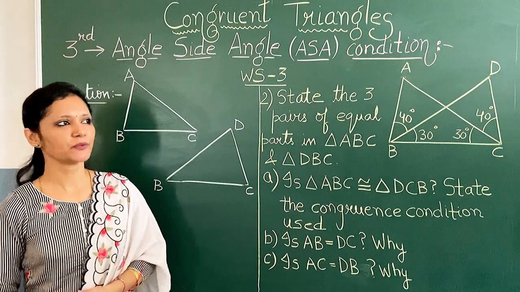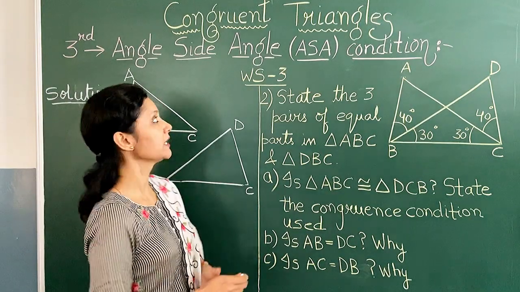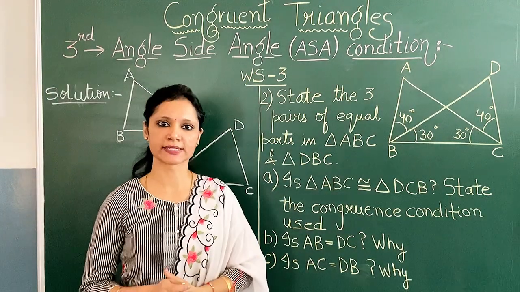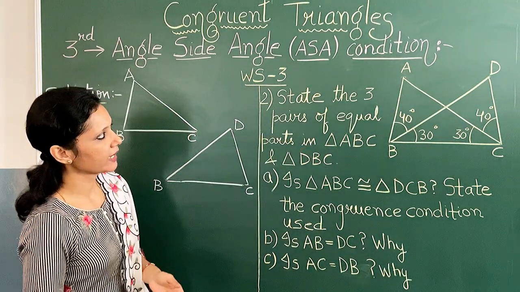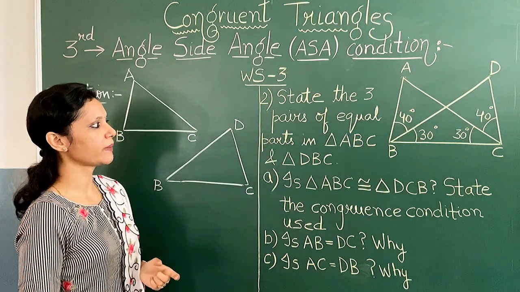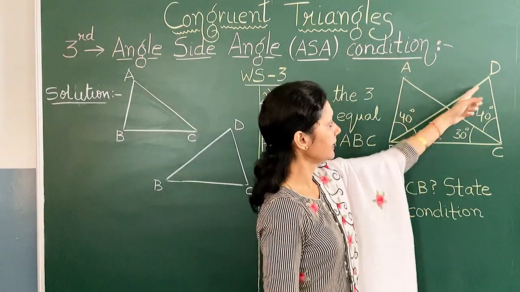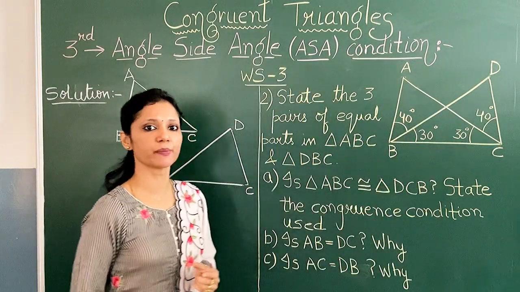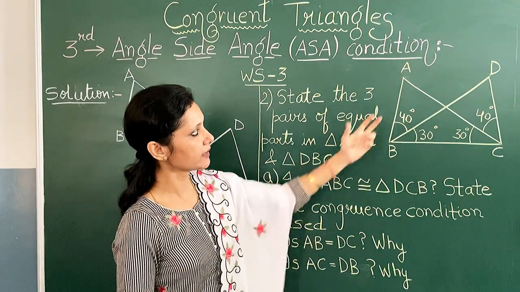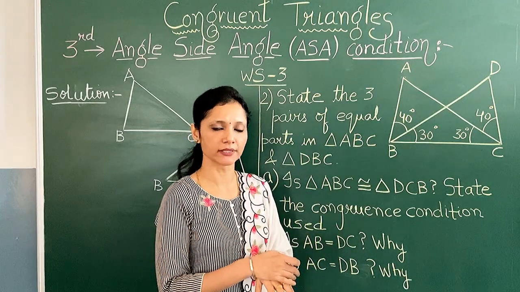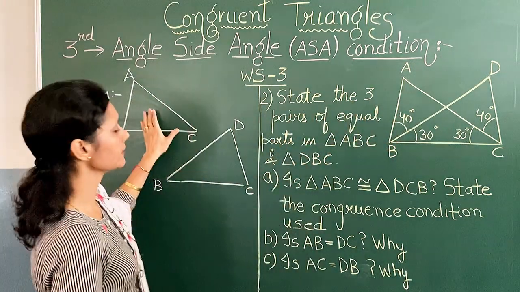So today we'll start with worksheet 3 and prove the congruency of two triangles using the third congruency condition, that is the angle side angle congruency condition. So the first question that we are going to do is, in the given diagram we have to state the three pairs of equal parts in triangle ABC and triangle DBC. We have to find the three matching pairs in order to prove that the two triangles are congruent. Now children, in such questions wherein the two triangles are overlapping each other, in order to avoid any confusion, what you can do is you can draw the two triangles separately.